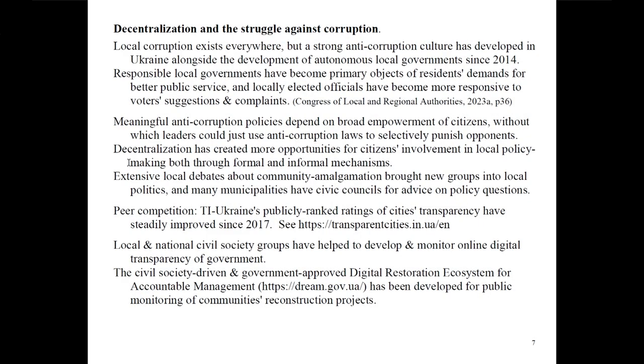Local and digital transparency of government has been important in Ukraine. It's been a leader in some ways. There is now what's called the Dream platform that has been created for publicly transparent monitoring of communities' reconstruction programs, and local and national civil society groups have worked together to develop and monitor the digital transparency of government.